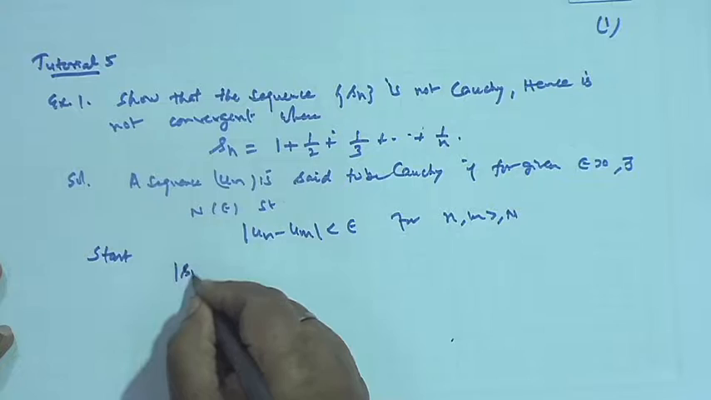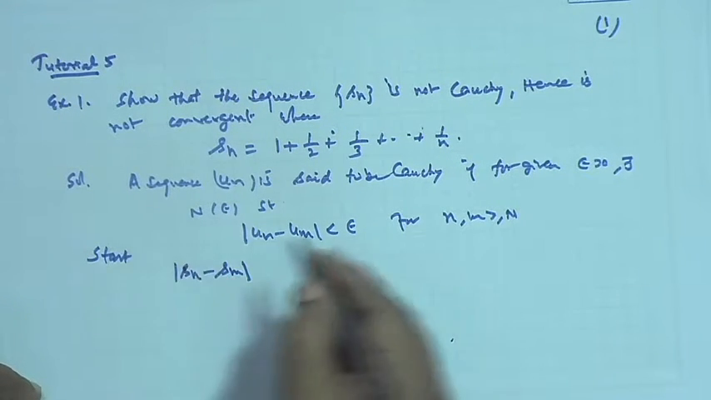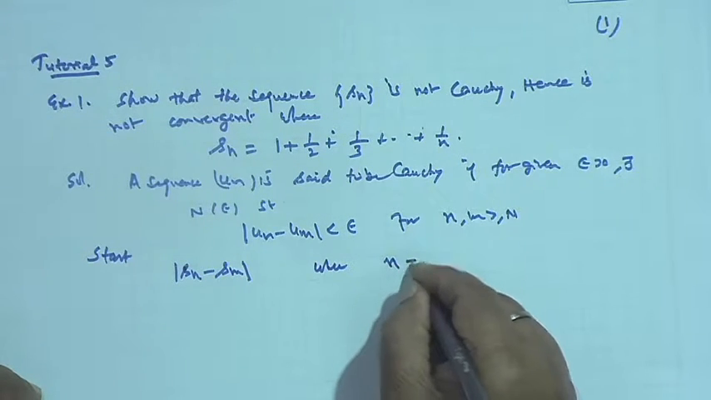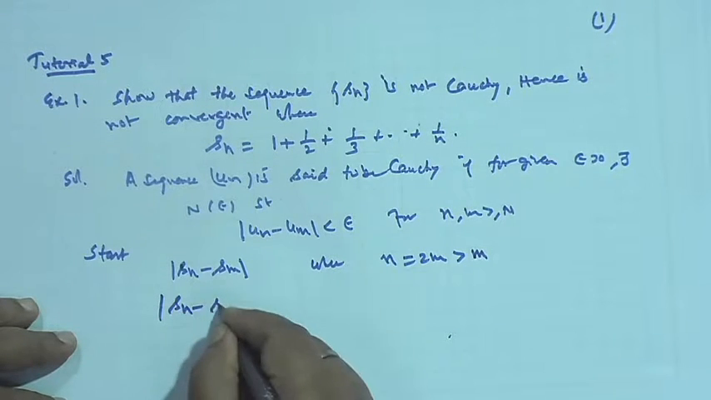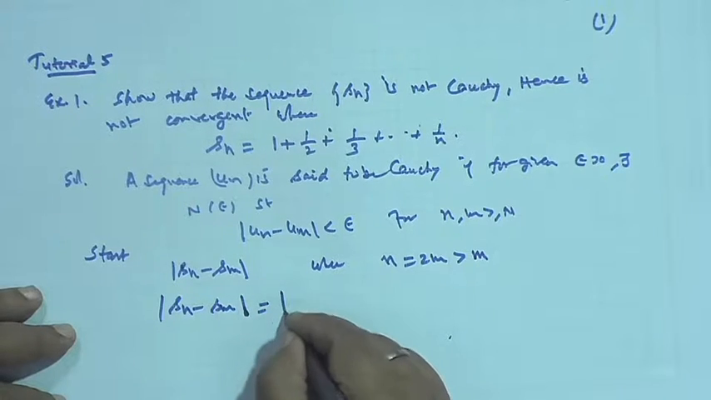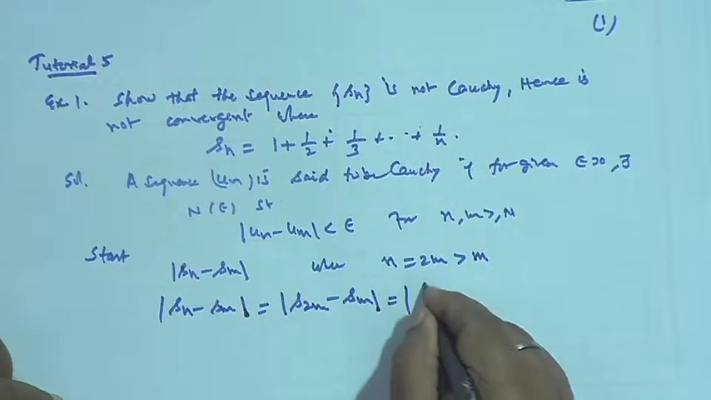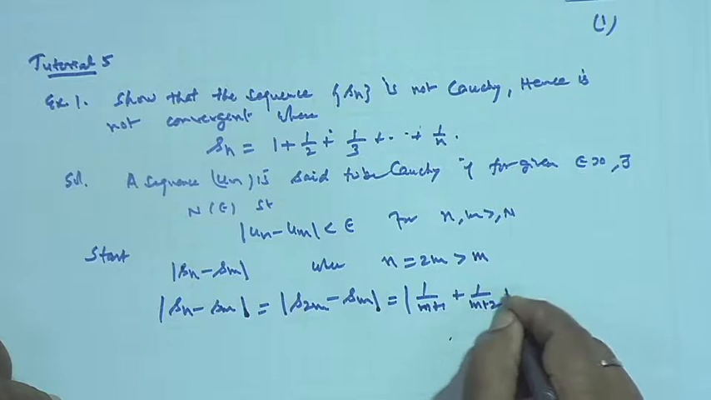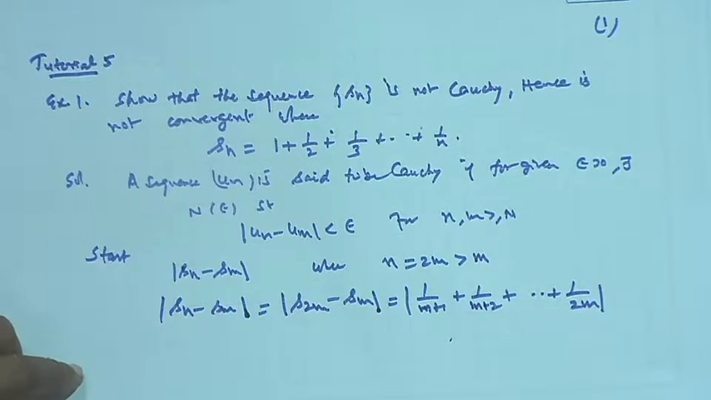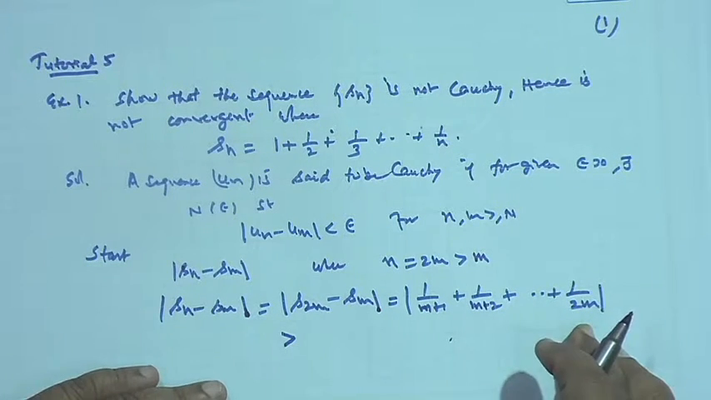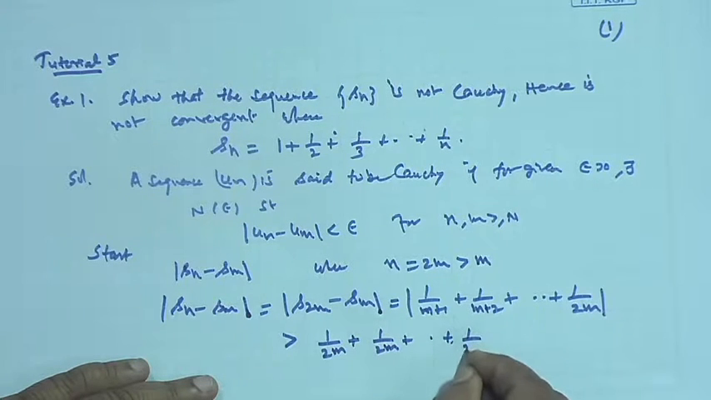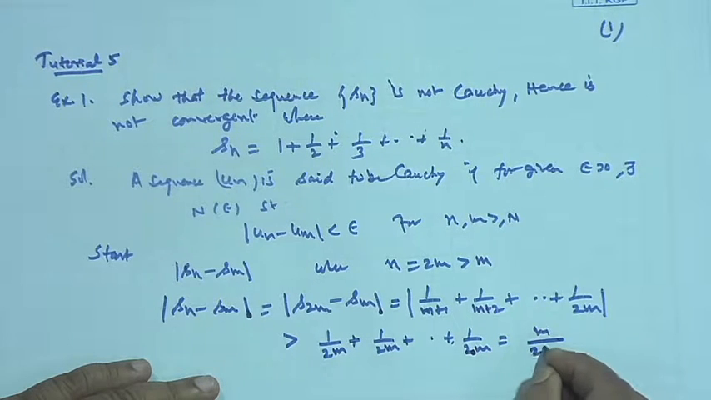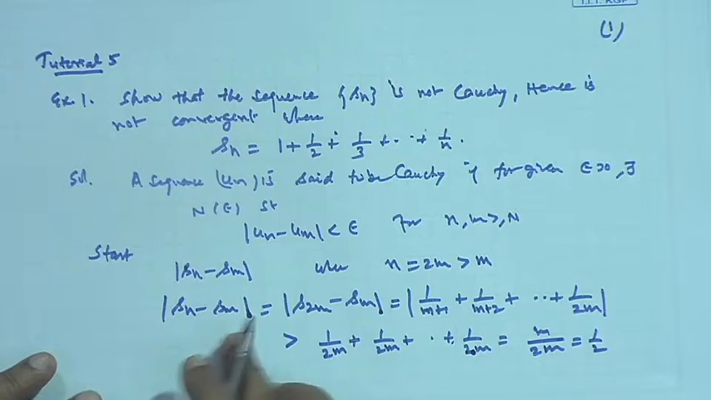So, let us start with modulus of Sn minus Sm, where n is equal to 2m, greater than m. What will be Sn minus Sm? This will be equal to S2m minus Sm, which is 1 over m plus 1, 1 over m plus 2, up to 1 by 2m. So, this will be greater than, since the smallest term is 1 by 2m, 1 by 2m plus 1 by 2m up to m terms. So, this is m over 2m, which is half. What we get is Sn minus Sm is greater than half, whatever large n and m may be.